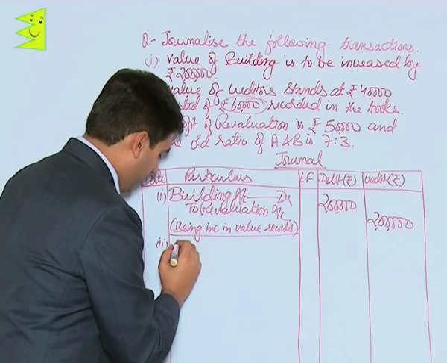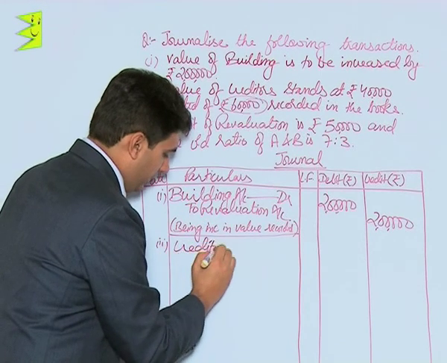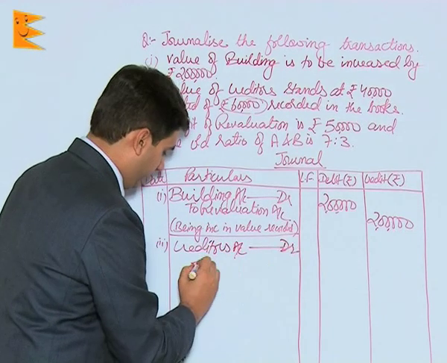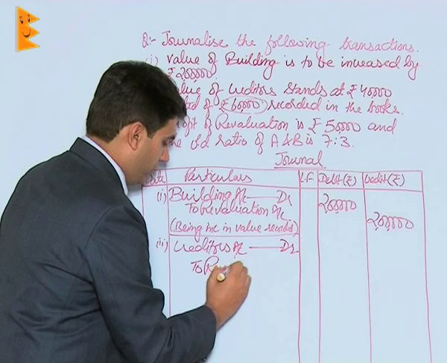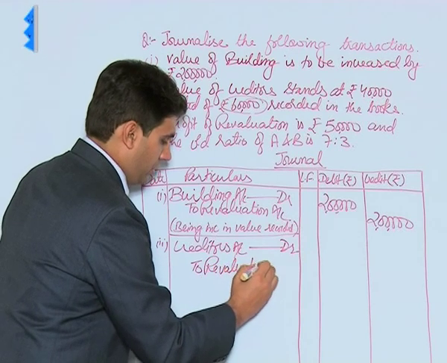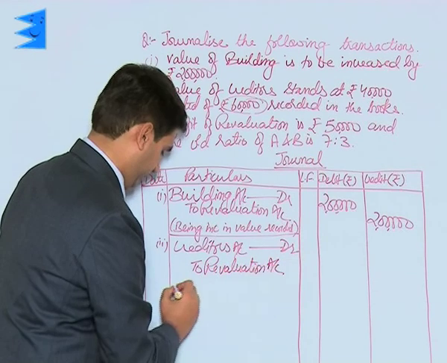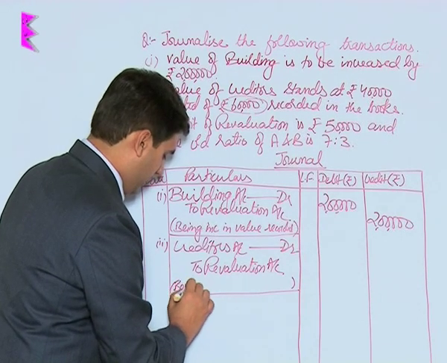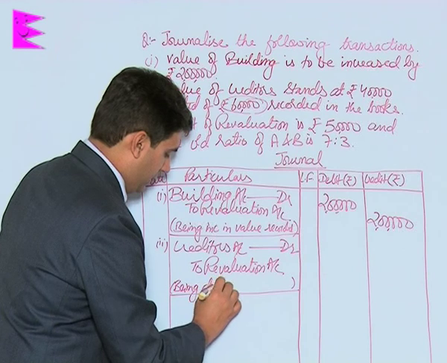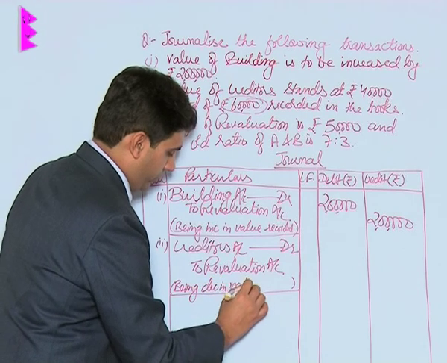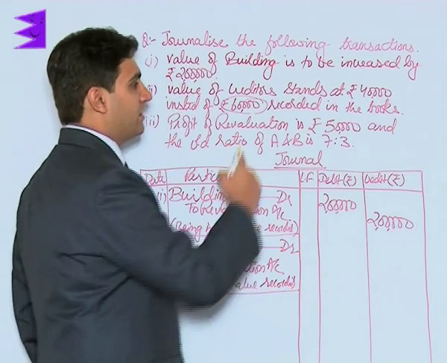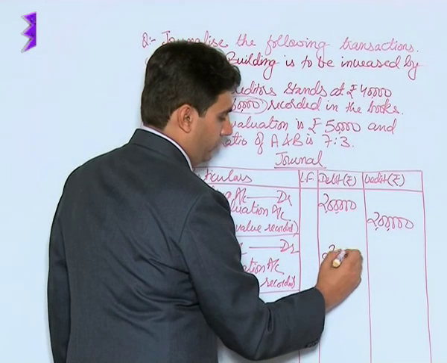So the entry would be creditors account debited. Since there is a decrease in value, they will be debited to revaluation account, being decrease in value recorded, and this decrease is to the extent of 20,000.